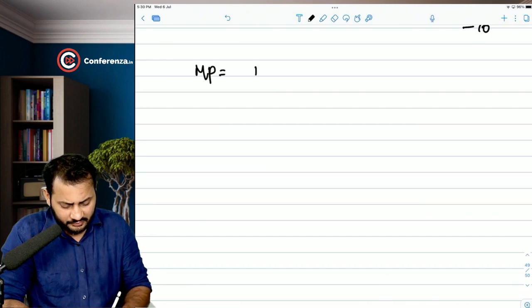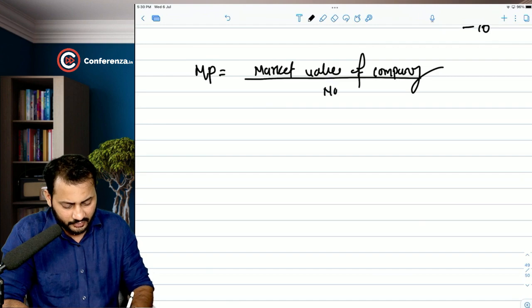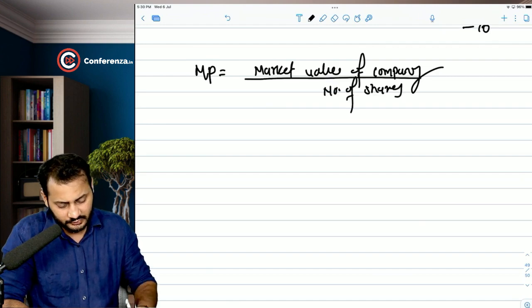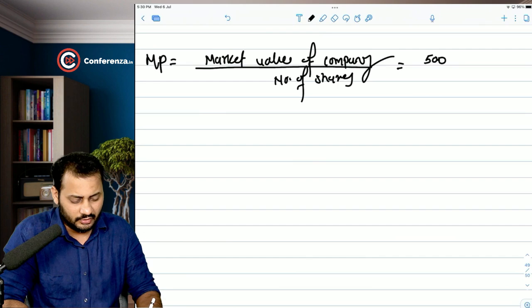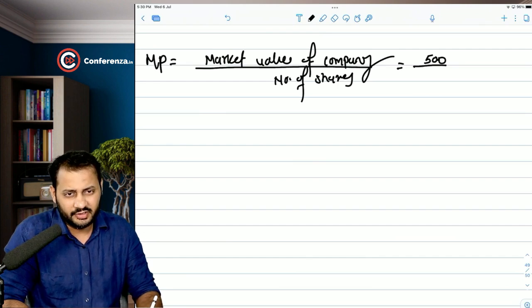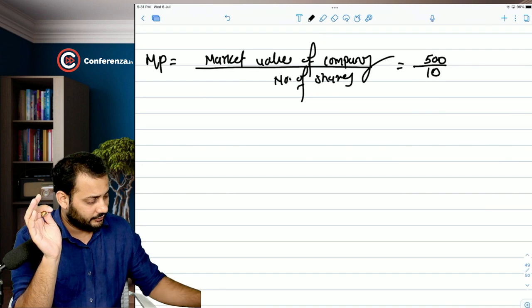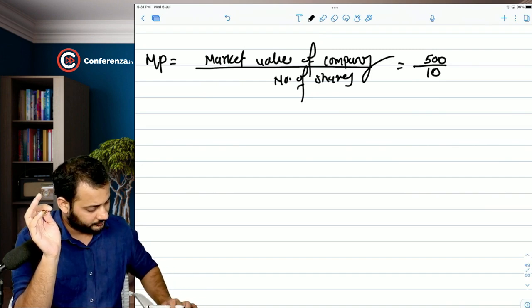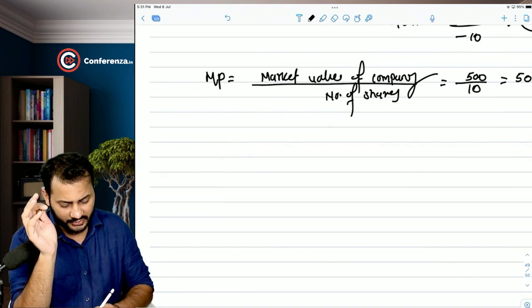Market price of the share is nothing but market value of the total company divided by number of shares. Am I right? So let's say, for example, 500 crore is the market value of the company, and the number of shares are 10 crore. That brings us to 50 rupees. So the market price right now is 50 rupees. We can call it P0.